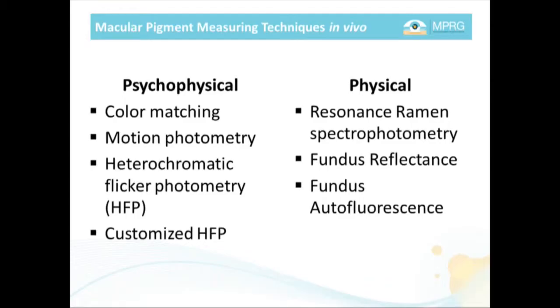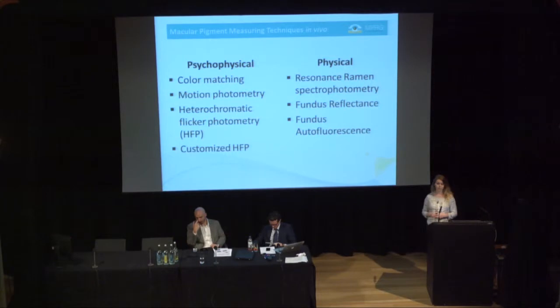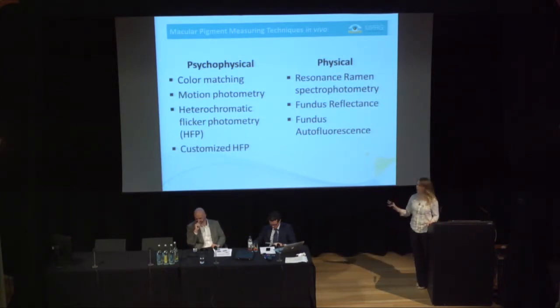So there's several different techniques to measure macular pigment in the person. All these techniques are very different, but as Shobha was talking about before, it's important to be consistent with how you measure macular pigment. Psychophysical measurements require subject input. Color matching and motion photometry have mostly gone out the window. Heterochromatic flicker photometry has superseded those, and customized heterochromatic flicker photometry as well.